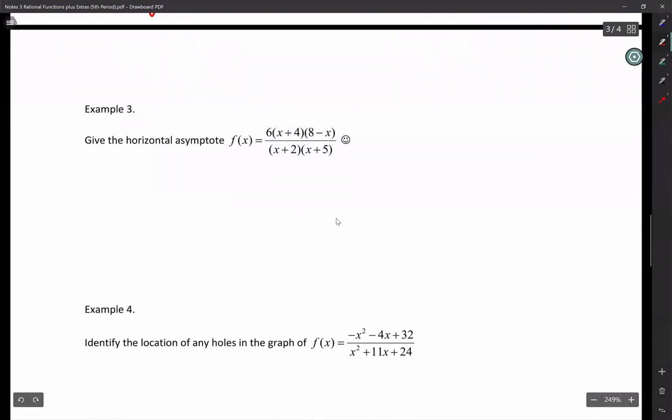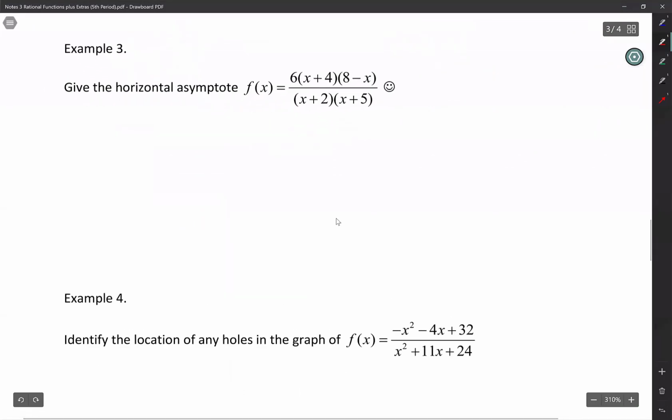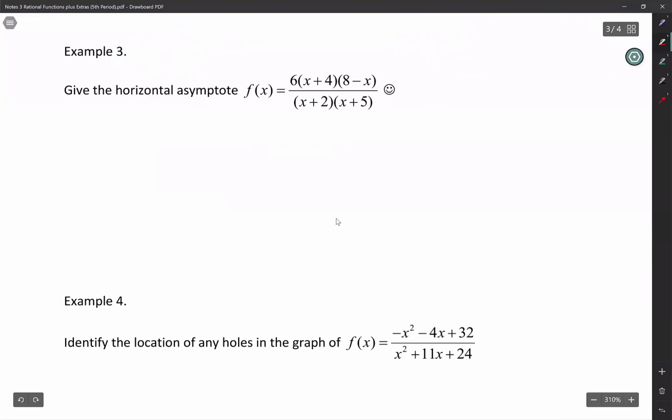All right, this one here is complicated. We could probably graph it, but Delta Math is not going to give you one of these. This is more like a UH type of thing. Anyways, it says give the horizontal asymptote. When you log into Delta Math, it's going to say to distribute everything. Don't do that. You don't need to.